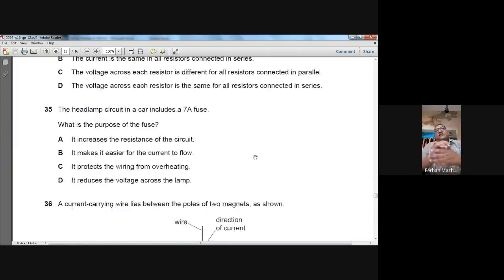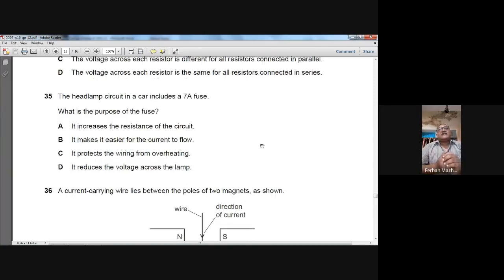The headlamp circuit in a car includes a 7 ampere fuse. What is the purpose of that? The purpose of the fuse is that if the amount of current coming from the supply exceeds the rating of the fuse, the wire in the fuse will overheat and melt, and it will cut the supply of current to the appliance, and the appliance will be safe.